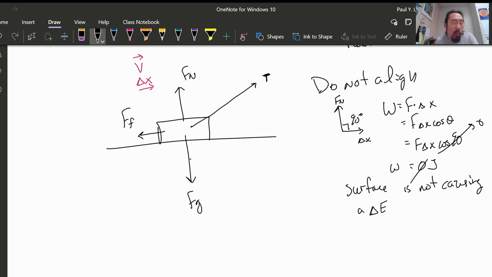So let's think about it. What would be that change of energy? Well, because the object is moving, we can say the change of energy would be kinetic energy. So what this is telling us is that the surface, or the normal force, does not make the object move.